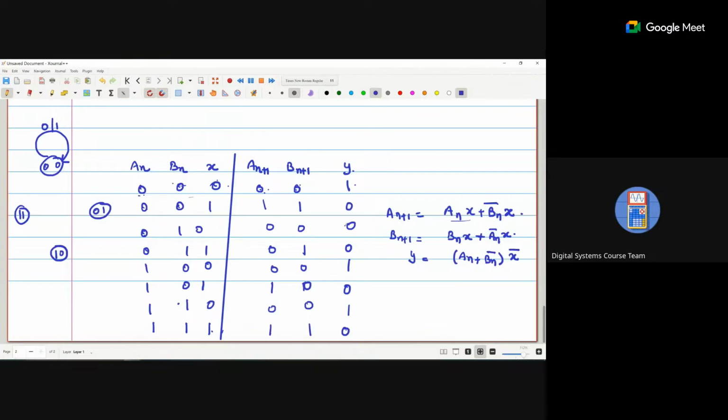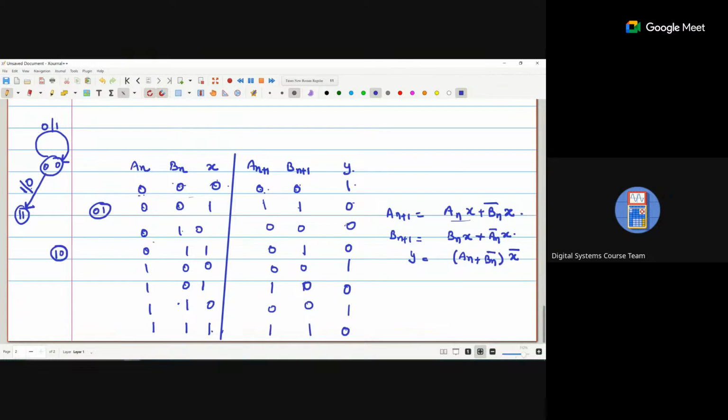Yes sir. From 0 0, if I apply input 1, we are going to 1 1. So from 0 0, if I apply the input 1, I am getting the 1 1 state, but the output is 0.